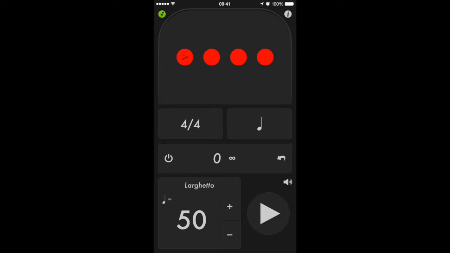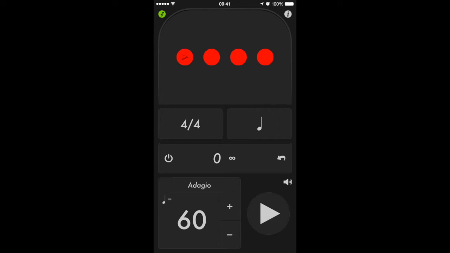At the top, we've got 4 red dots. They are the 4 beats in our measure. And down below, we've got a number, it's 50. That means we've got 50 clicks of the beat in 1 minute, or 50 beats per minute, 50 BPM. If I set that to 60 by pressing and holding the plus button, then we're going to get a click at the speed of a ticking clock. And the beat is going 1, 2, 3, 4.